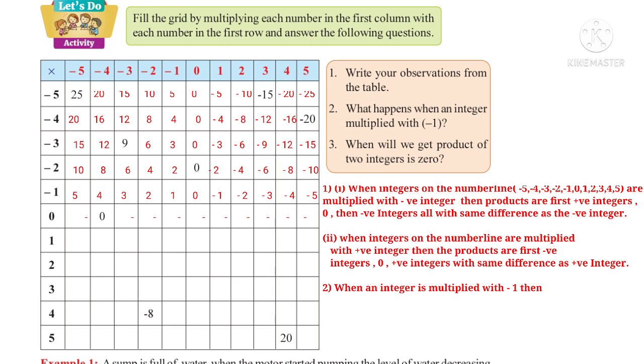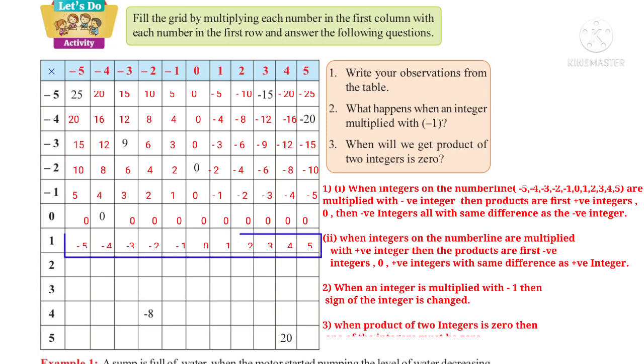Next, number 2. When integers on the number line are multiplied with a positive integer, then the products are first negative integers, then 0 and then positive integers. And the difference between any two of the integers is the same as the positive integer.